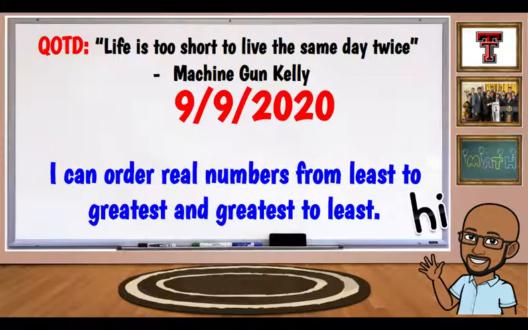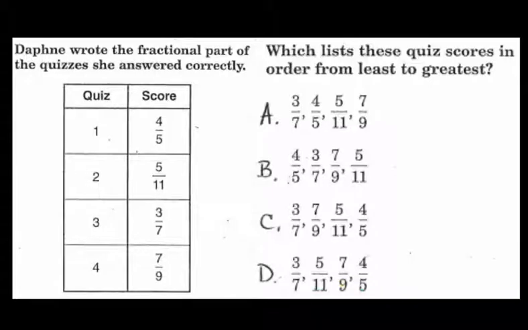Our I can statement is as similar as it has been. I can order real numbers from least to greatest and greatest to least. Okay? Now, we're going to finally hit 8th grade level, ladies and gents, in the sense that we need to be able to see a problem like this and correctly answer it.